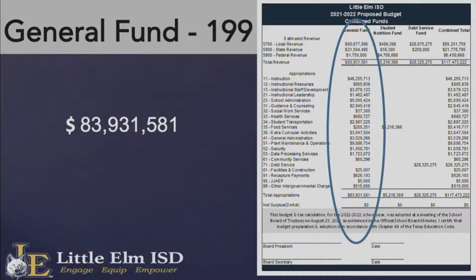And then in just full summary of that cover sheet that you have that has the 3 funds that a board will consider for adoption at a meeting later tonight, you have the $83,931,581 general fund. And you should know that number that I don't do a whole lot of rounding. So we're very specific in that. And that is a balanced budget.